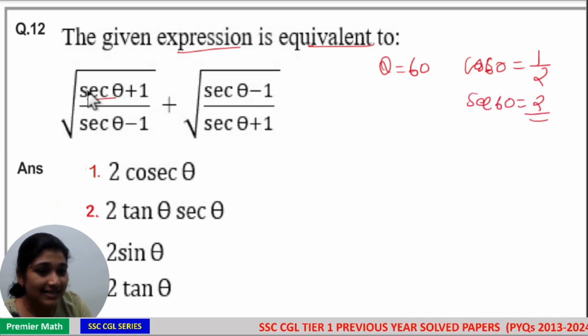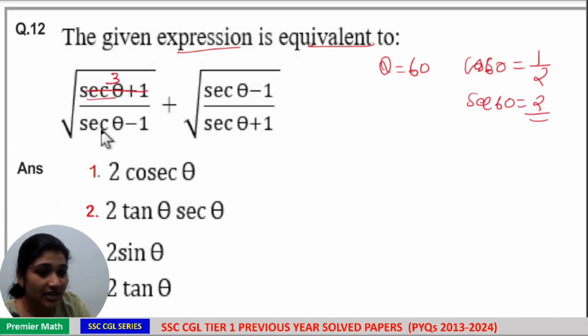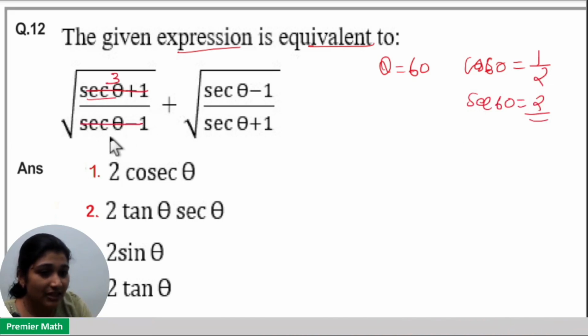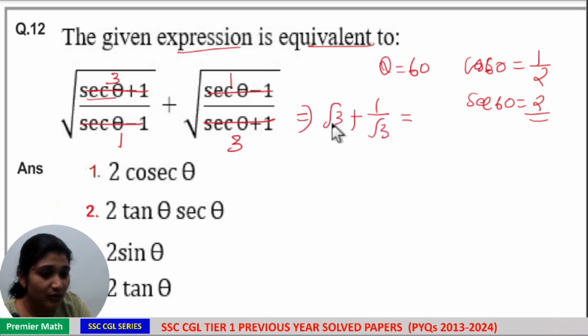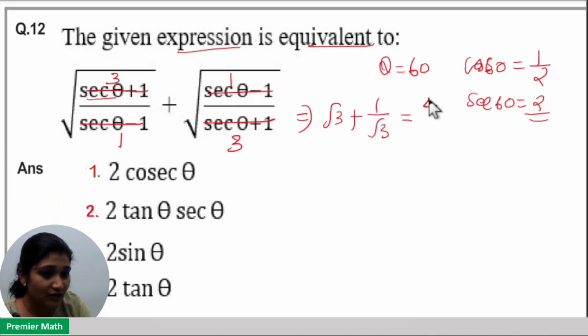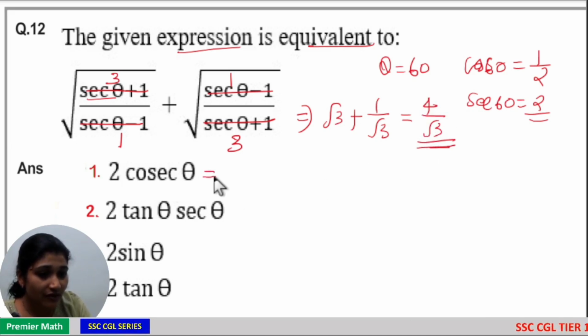So sec 60 plus 1 means 2 plus 1, 3, and sec 60 minus 1 means 2 minus 1, 1. Same way here, this is equal to 1 and this is equal to 3. Then this whole expression will become root 3 plus 1 by root 3, which is equal to root 3 into root 3, 3, 3 plus 1 is 4, 4 by root 3. So check for the options which will give 4 by root 3 as answer when we put theta as 60 degree.